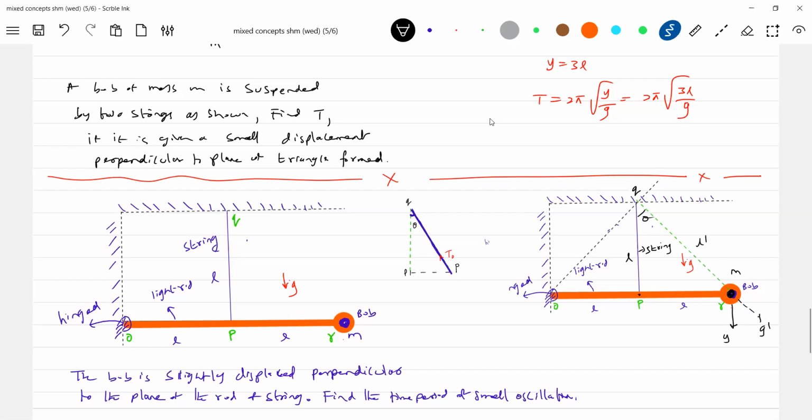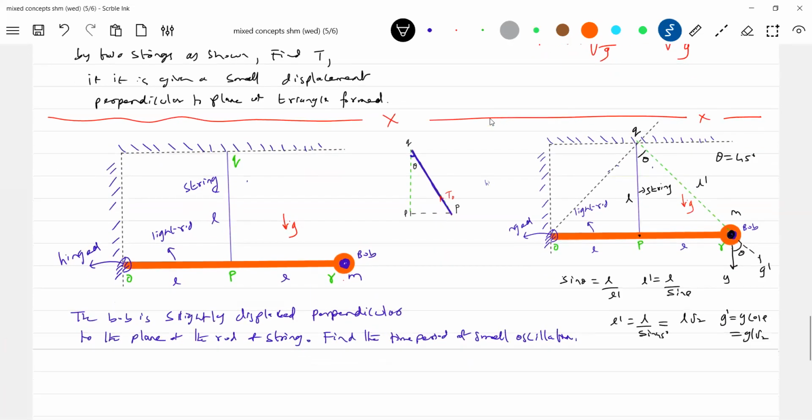Let this be theta. So what is sine theta? Effective length is needed, no? So sine theta equals L by L dash, so L dash equals L by sine theta. Theta is 45 degrees from the triangle. So this will become L dash equals L root 2. What about G dash? G dash should be equal to G cos theta, should be G by root 2.